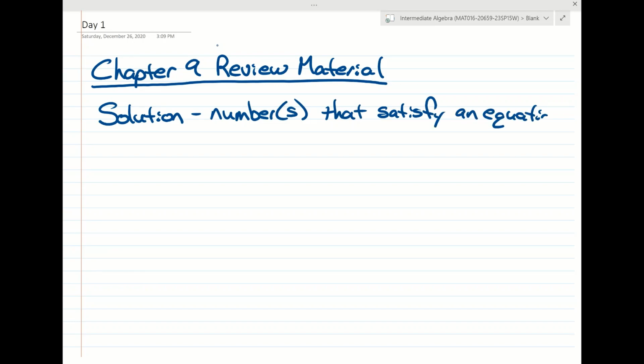One thing to start off with is the word solution. What solution means is it's just a number or numbers that satisfy an equation. So when you go to plug those numbers into the equation, it makes it true. There's three types of solutions.